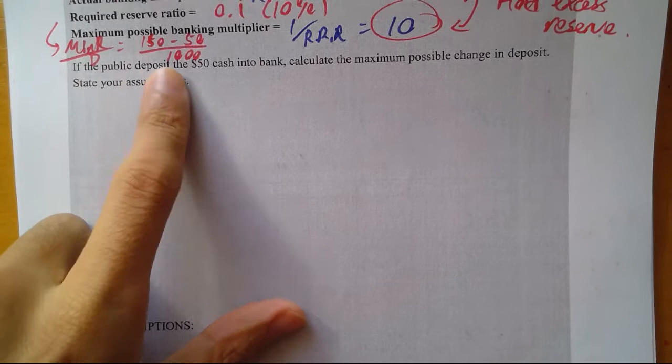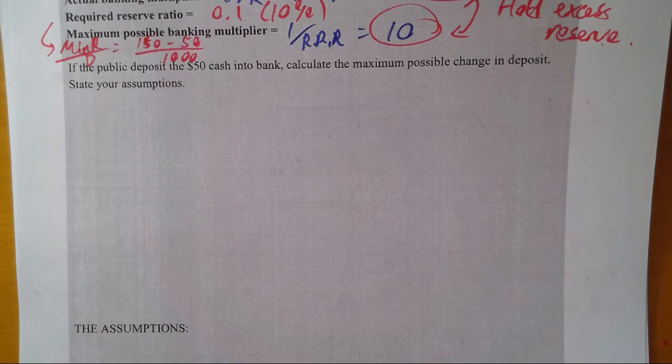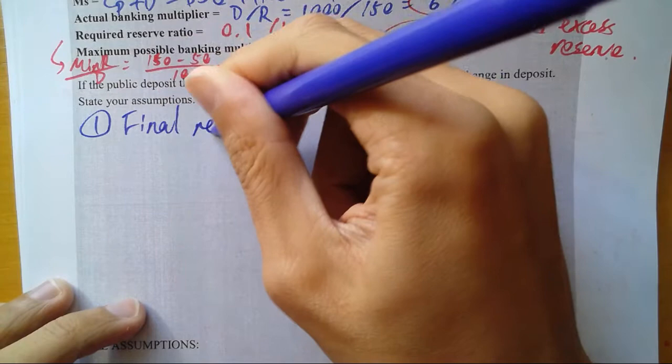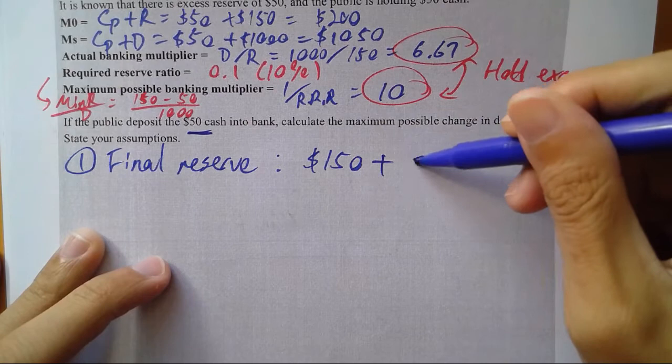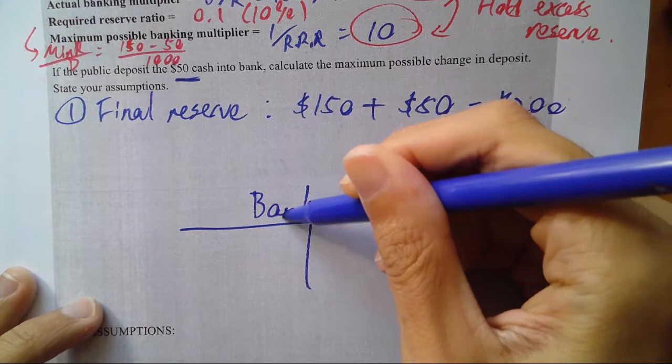Okay, now finally, if the public deposit this cash into bank, we need to calculate the maximum possible change in deposits. Okay, 好嗎？Now again, let's skip the not so good way. And jump right into the correct way. Okay, now, step number one. What is the final reserve? Okay, it should be 150. This is the initial. Now, how much money are we putting? 50. This is our final reserve. 嗱，呢个我哋最后啦。嗱，therefore, this is our bank. We have reserve of 200.